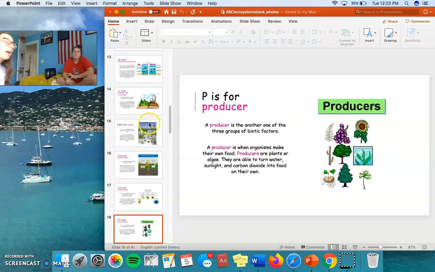So do you remember our biotic factors? What's a biotic factor? Something that's living. Something that's living. So this is another type of biotic factor, a producer, because it's alive, right? So like plants, trees, grass, flowers, they all make their own energy, right? They make their own food. So they produce it.